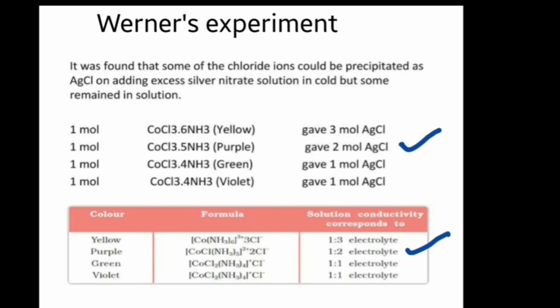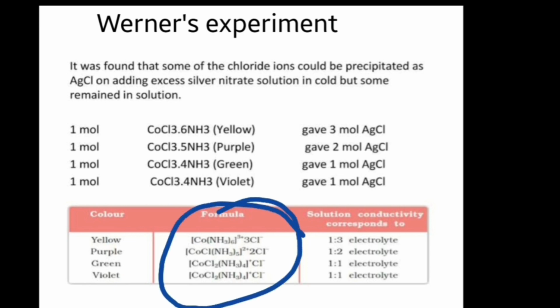Similarly, in the third case, you have 1 Cl minus outside the bracket, so you get only 1 mole of AgCl. In the fourth type, which is an isomer, you have only 1 Cl minus, so you will have only 1 mole. By doing this, he could tell the structure of these complexes. After doing this experiment, he gave several other terms. We'll learn all those now.